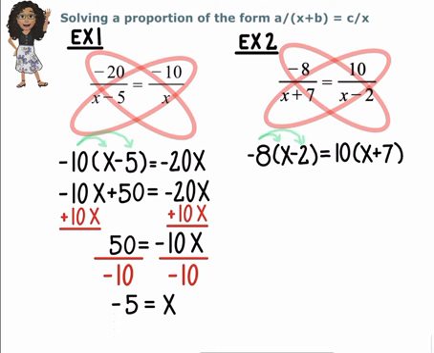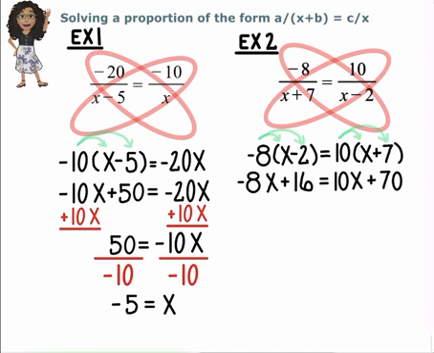So -8 times x is -8x, and -8 times -2 is +16. Simplifying the right side by distributing 10, 10 times x is 10x, and 10 times 7 is 70. Now we want to move letters to one side and numbers to the other. You do this with addition and subtraction.